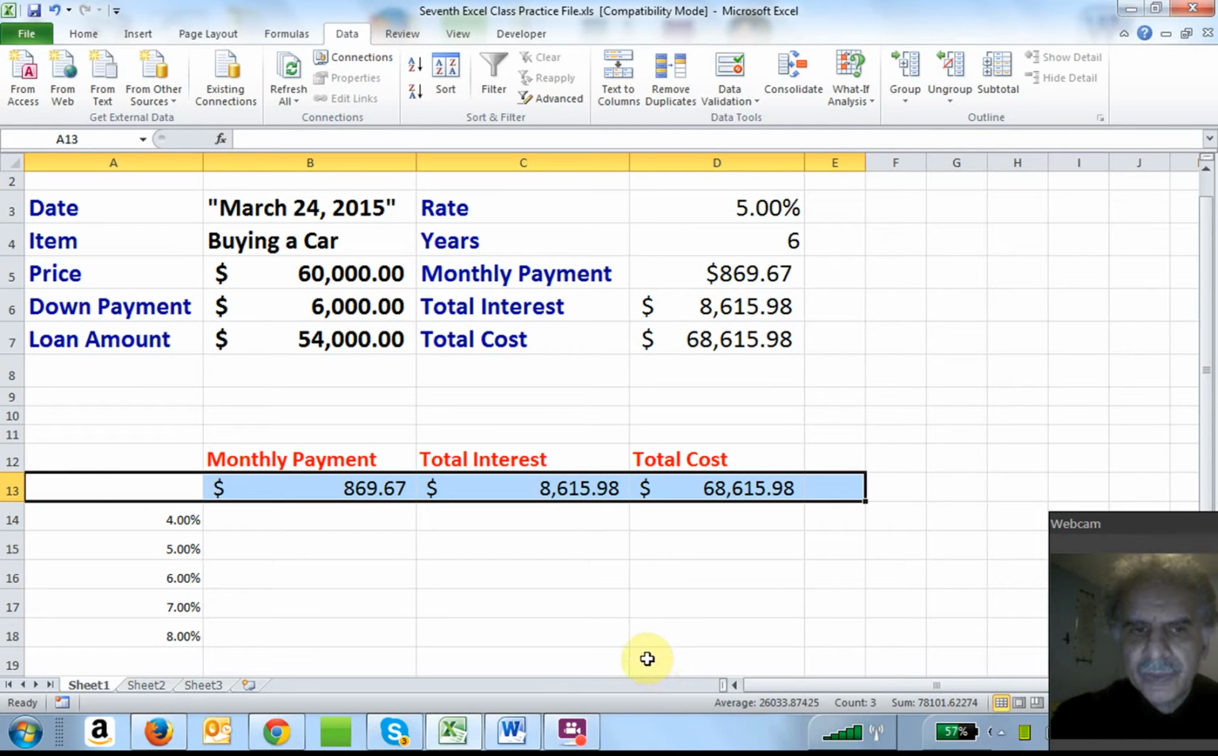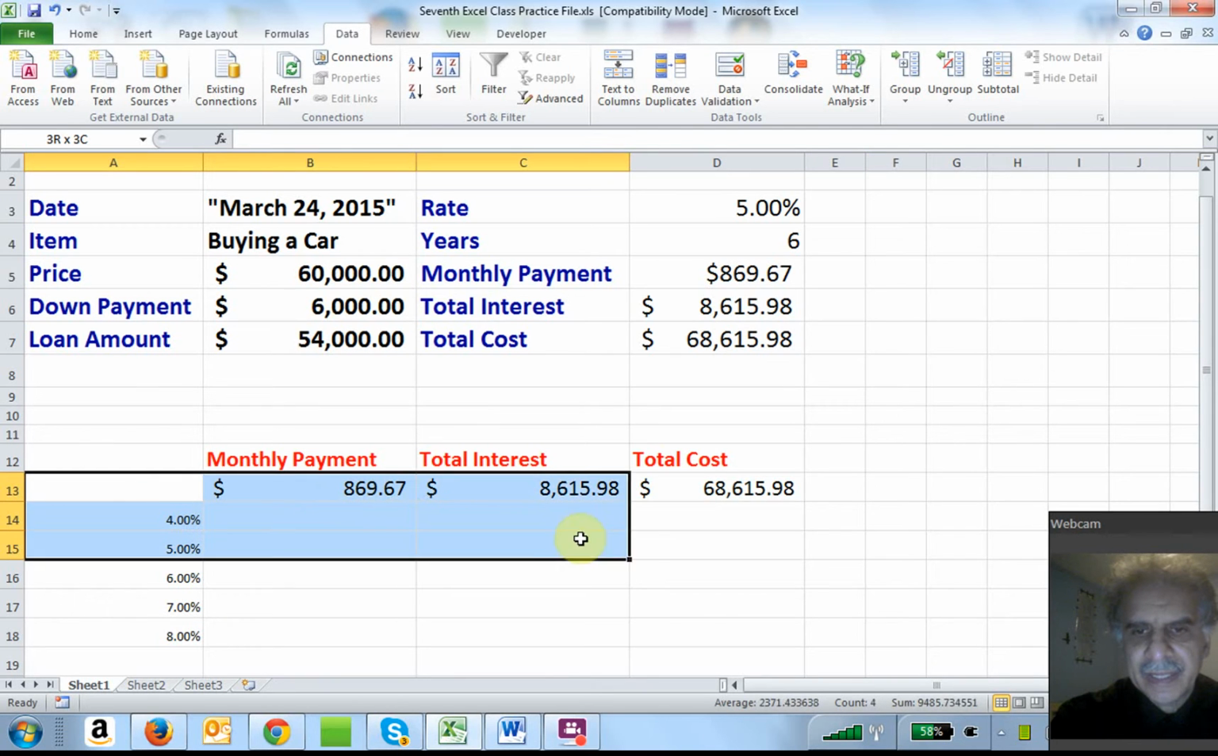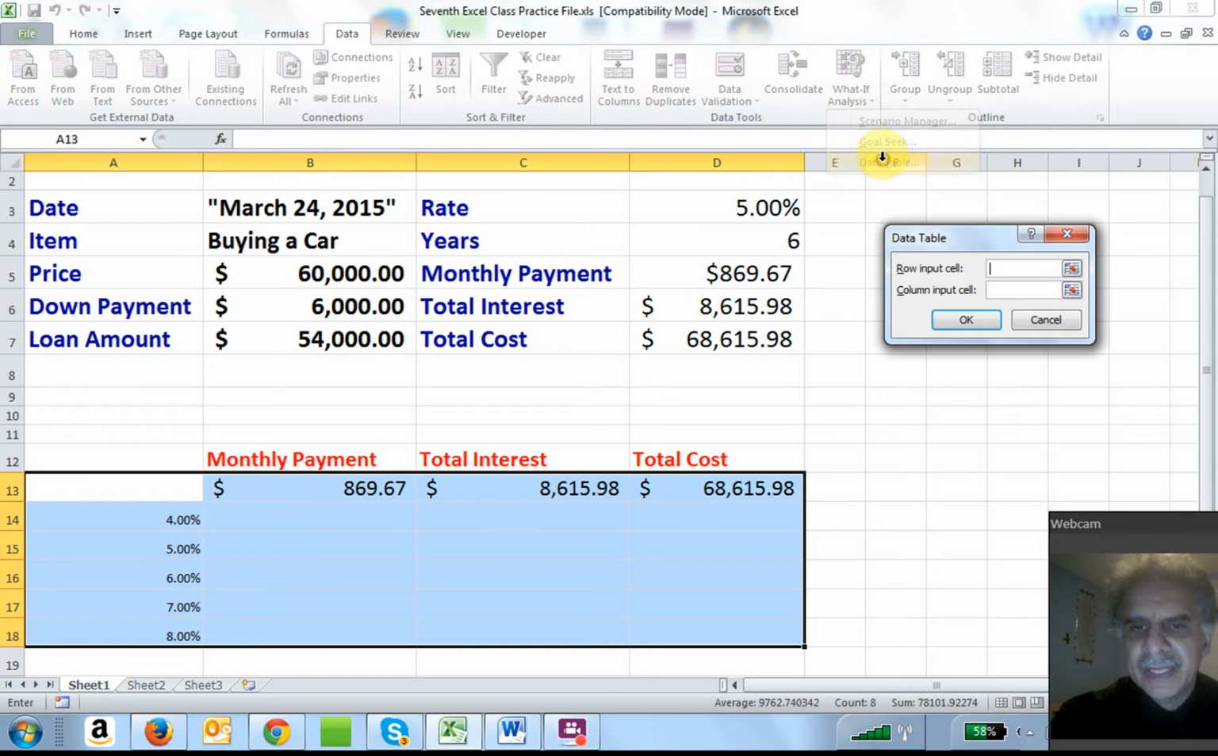And now I would like to use the one variable data table to come up with different monthly payment, different total interest, and different total cost for, let's say, when I change interest rate. And so I'm changing interest rate from 4% to 8%. In order to do that, I'm going to highlight the area of the table and then go to Data, and over there go to What-If and go to the Data Table.